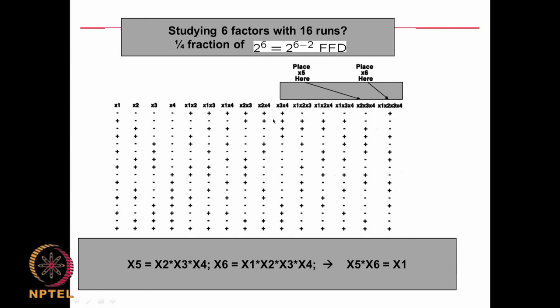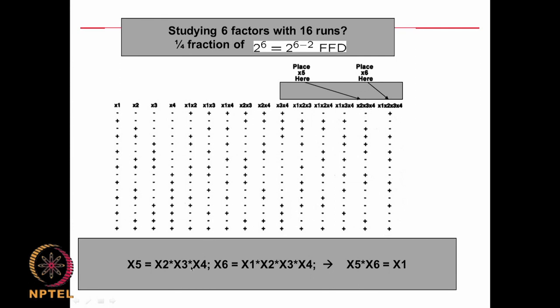Now, I want to introduce 2 more factors, x5 and x6, okay. Now, where do I introduce? The problem is I could introduce x5 and x6 in different places, right. If I introduce x5 and x6, that is 2 raised to the power 6 minus 2, that is a quarter fraction design, right. Instead of 2 into 2 into 2, 6 times, 4, 8, 16, 32, 64 experiments, I am doing only 16 experiments, that is a quarter fraction of 64 experiments, 2 raised to the power 6 minus 2 fractional factorial design. You understand? So, do I introduce x5 here?